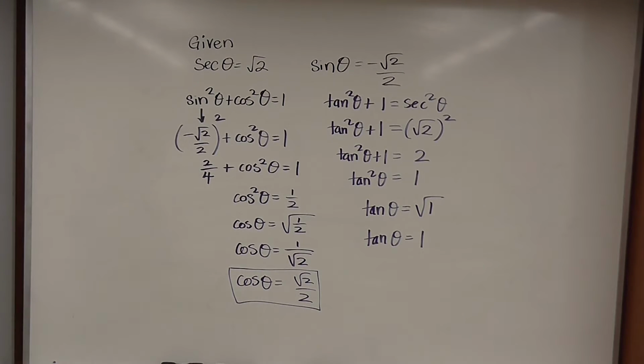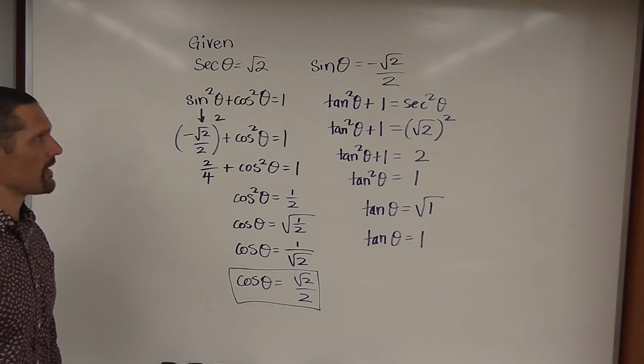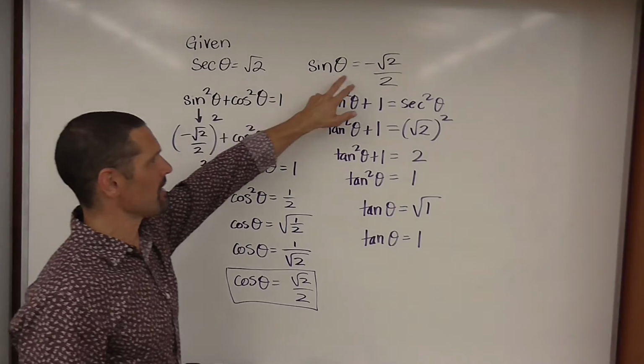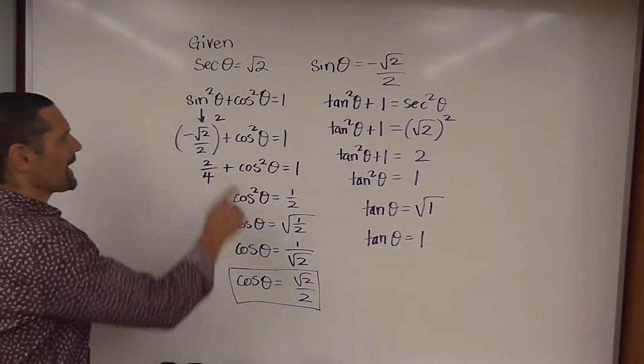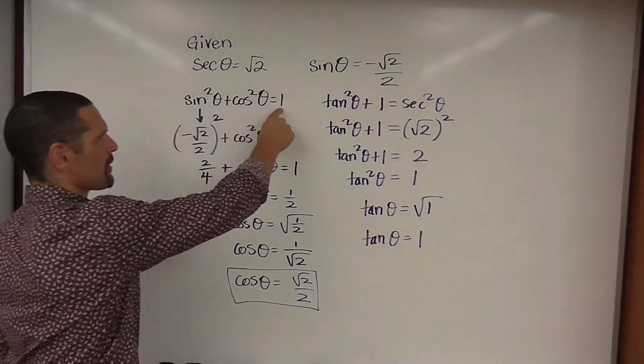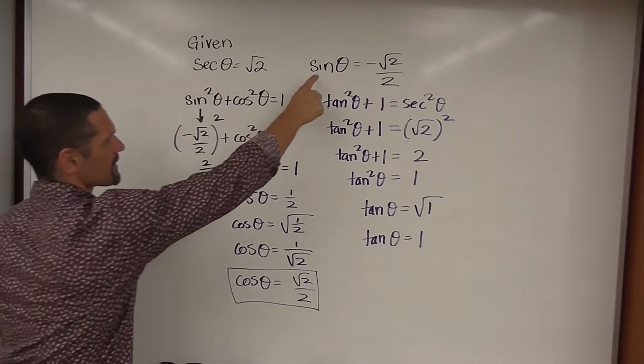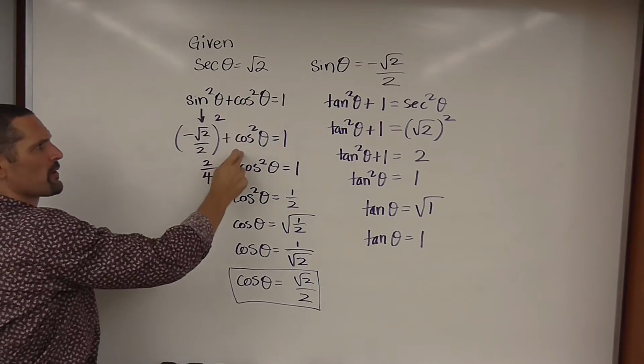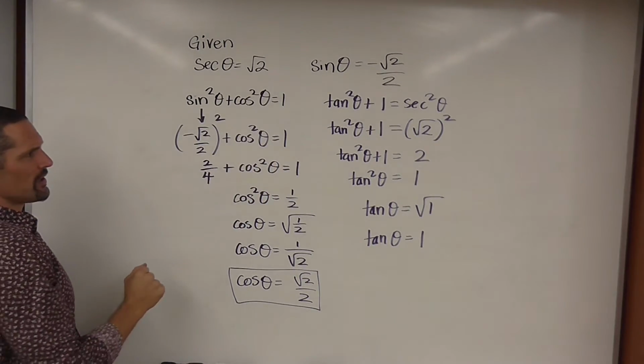We could do the same problem using Pythagorean identities. Given the same problem, given secant is root 2 and sine is negative root 2 over 2, I can use sine squared theta plus cosine squared theta equals 1. Well, what is sine theta? It's negative root 2 over 2. Squared, plus cosine squared theta equals 1. The rest is just algebra.